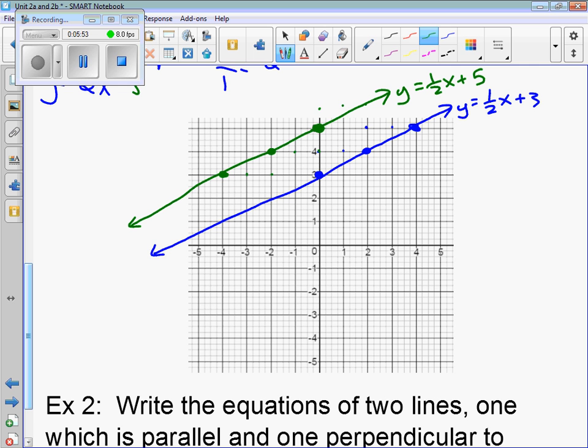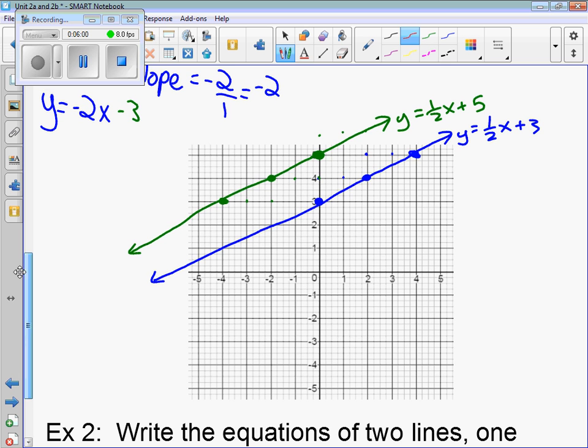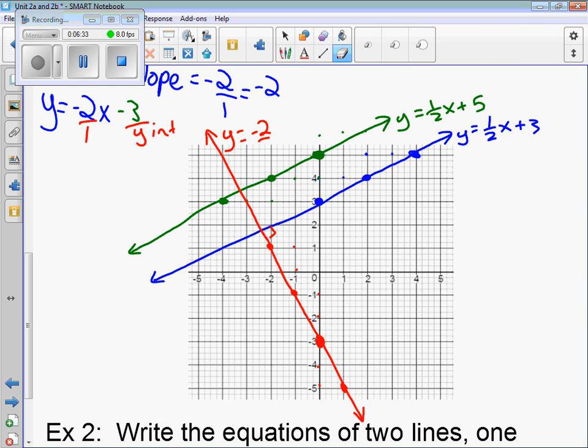A perpendicular line. Hopefully it forms a 90-degree angle. So we have negative 3 as the y-intercept, and then negative 2 over 1 is your slope. So we go down 2, right 1. You can also go up 2, left 1. Let's see what these lines do. Hopefully this is perpendicular and forms a 90-degree angle. And sure enough, that looks like they form a 90-degree angle. And this is y equals negative 2x minus 3.